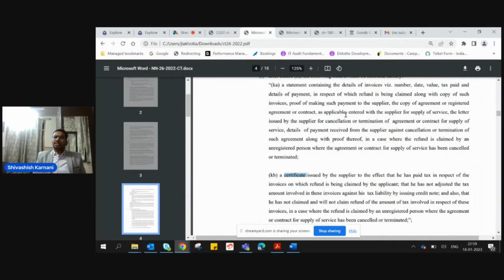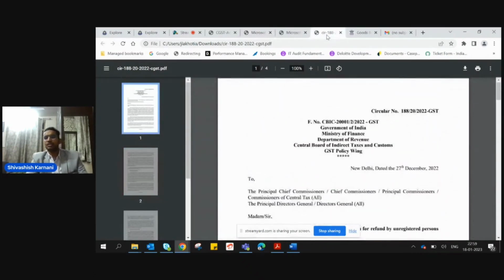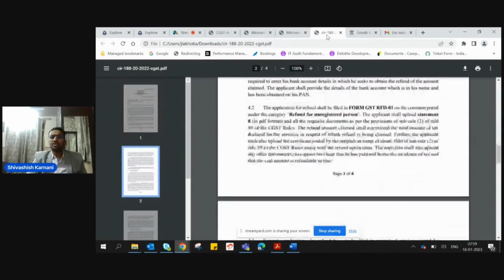Now, to ease various things, because there is a legal part involved, the government issued a circular to clarify the nitty-gritties of claiming the refund. This is the circular which has been issued by the Government of India. The circular number is 188. The circular is very long. If you can see, the circular runs for 4 pages.